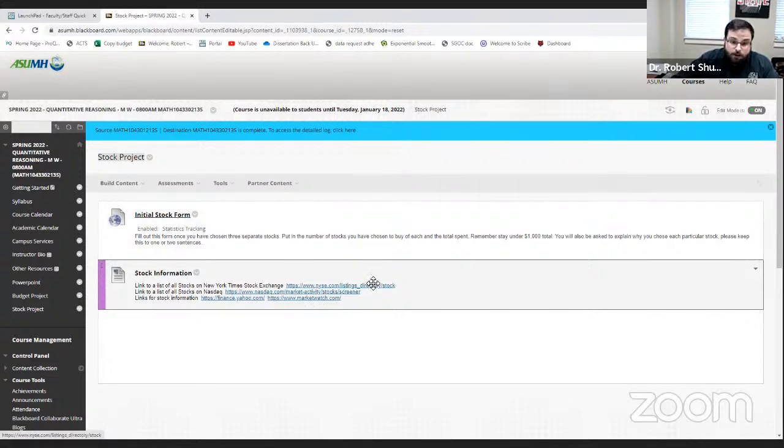This is just a list of all the stocks on the New York Stock Exchange and the NASDAQ. The three stocks you choose have to come from either the New York Stock Exchange or the NASDAQ. Not a big deal, but they're all on there. I included Yahoo Finance and MarketWatch. If you're just interested in stocks, those are two good websites to use to look at them.